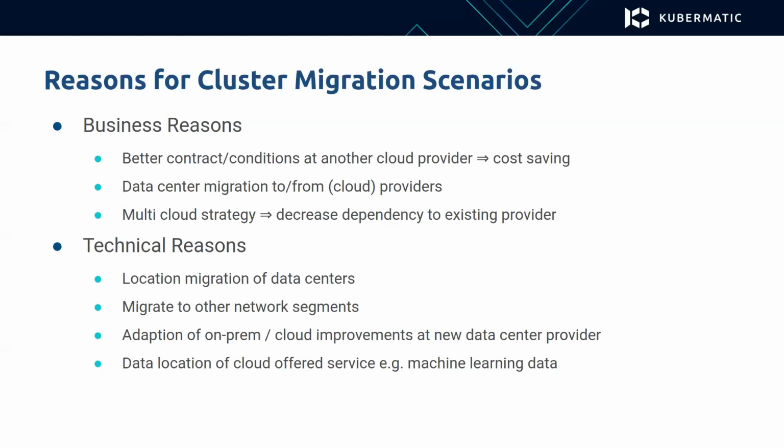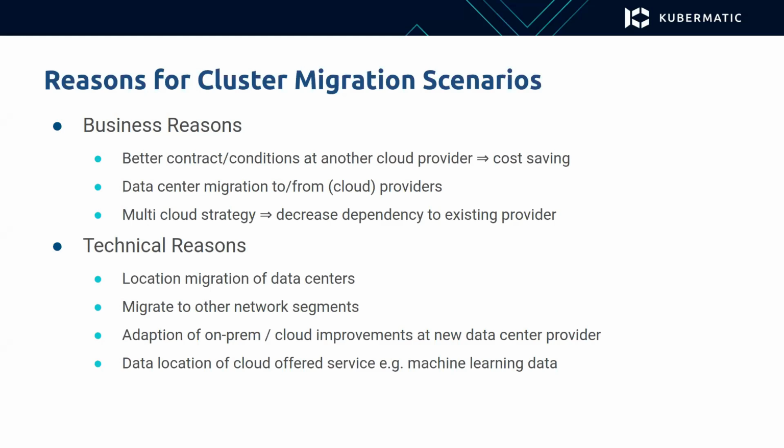migrate stuff there. It could just be that some cloud provider, maybe not one of the major ones, but a smaller one that you use, has a data center migration, and you kind of just need to go with them. You maybe want to adopt a multi-cloud strategy and just diversify the locations that you run your clusters at. Again, technical reasons, maybe you just want to migrate your own data center to some other network segment.